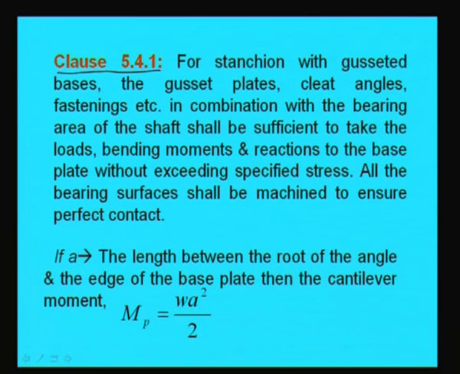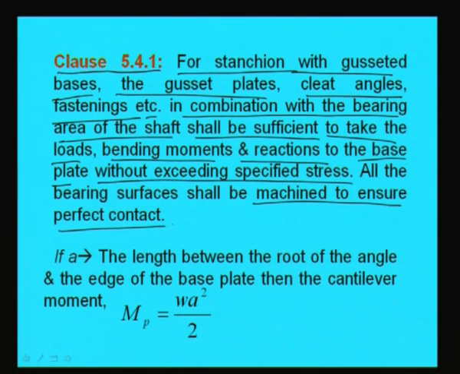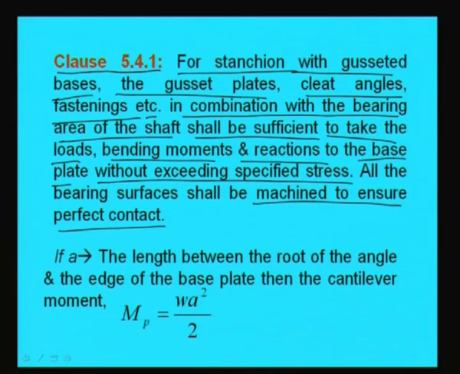Now clause 5.4.1 says that for stanchions with gusseted bases, the gusset plates, cleat angles, fastenings, etc., in combination with the bearing area of the shaft, shall be sufficient to take the loads, bending moments and reactions to the base plate without exceeding specified stresses. All the bearing surfaces shall be matching to ensure perfect contact. Once again, this is exactly what is written in the code: for stanchions with gusseted bases, the gusset plates, cleat angles, fastenings, etc., in combination with the bearing area of the shaft shall be sufficient to take the loads, bending moments and reactions to the base plate without exceeding specified stresses.